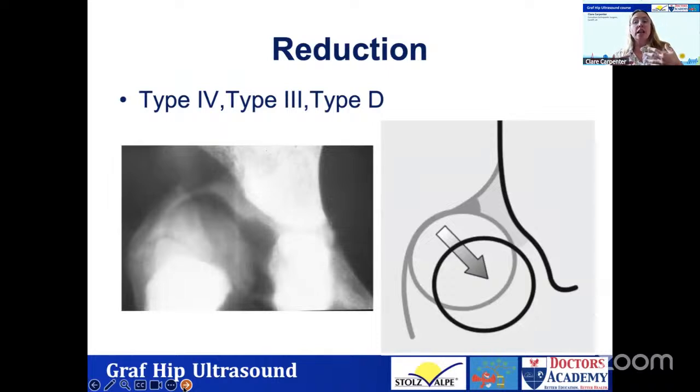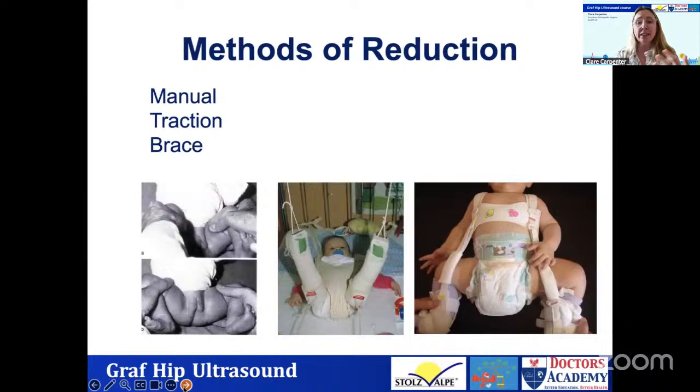And so classically in this system, the type D hips, 3 and 4, need some sort of way to be reduced back into the floor of that acetabulum to restore those forces. And again, if you're thinking in principles, it doesn't matter how you do it. The principle is the same. You can manually reduce it as you would do in an Ortolani and then place them into a brace or some sort of Pavlik harness.